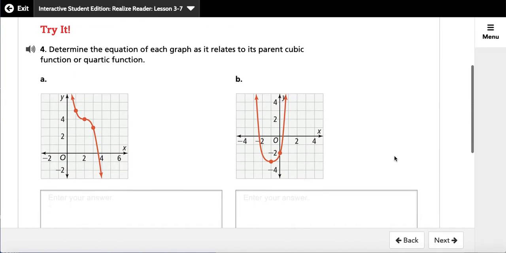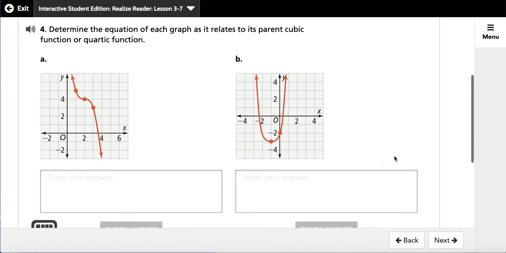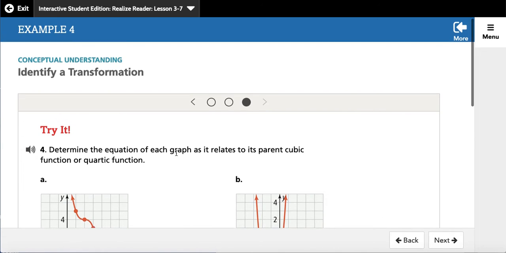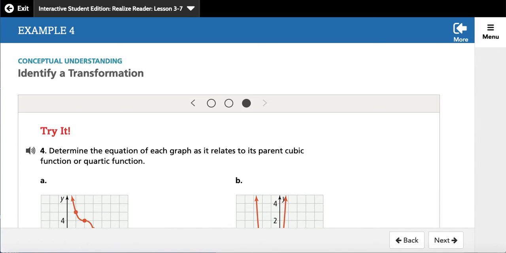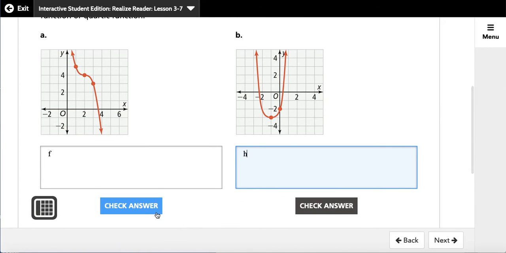Here are two for you to find the equations for. Give those a shot, and then come back when you're ready. I'm going to click right to the answers first. All right, last chance to try it on your own before I click answers.